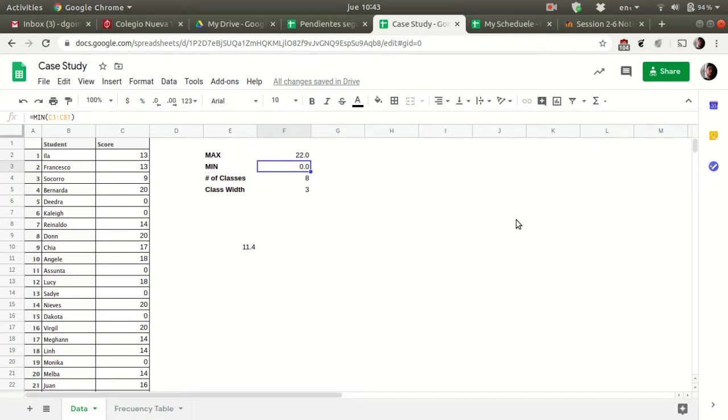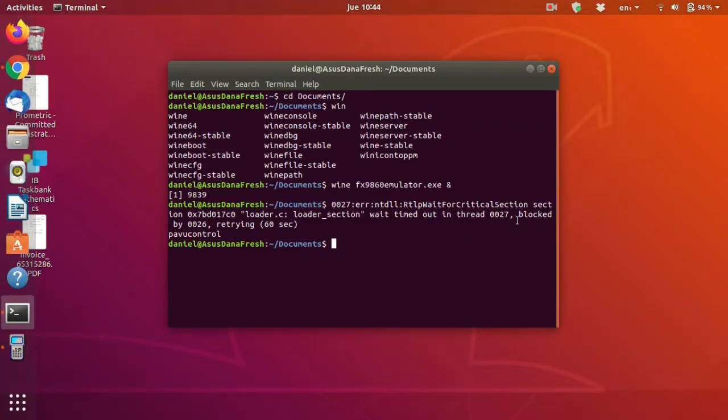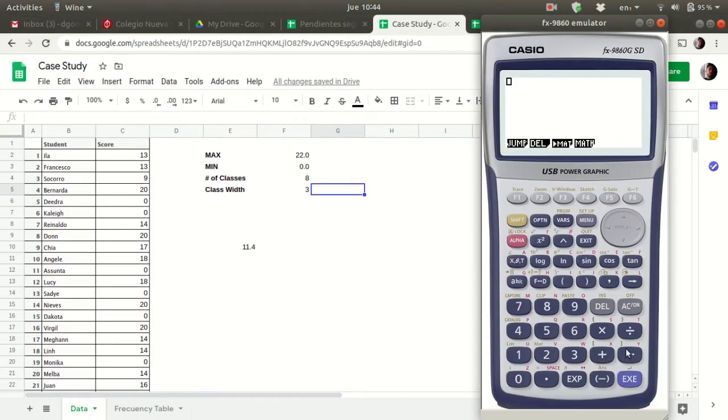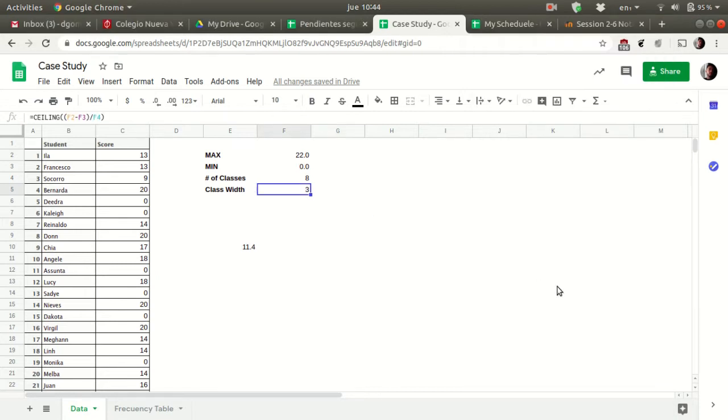I have the calculations already on the spreadsheet, and you can look at the formulas if you want. And I'm going to show you on the calculator, but obviously some of these calculations can be done by hand, no problem. So let's take a look at the calculation. The range would be 22 minus 0, divided by the number of classes that I want. In this case, I'm going to do 8 classes. So we have 2.75. And if you remember from the previous classes, we have to take the next integer. So the next integer in this case is 3. So the class width is going to be 3.